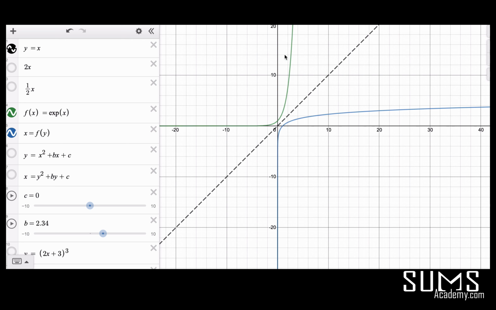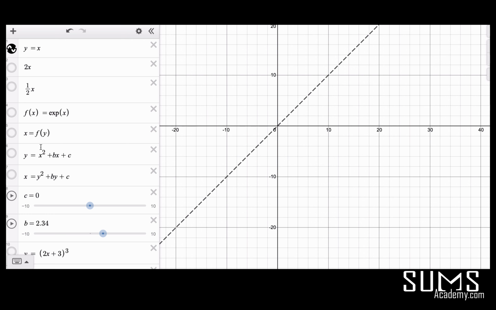Again, you've got f of x is here, and then the inverse, so you can even see we've written in the notation here. So f of x is the exponential of x, and x is the function of y. So this is the inverse of the other one. So it's reflected in this y equals x line.